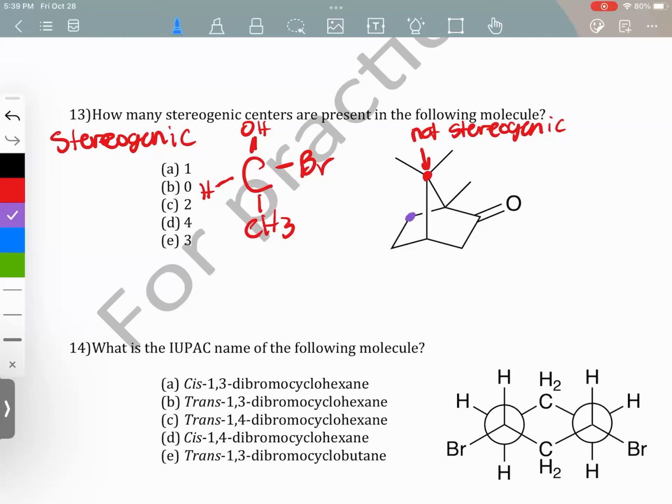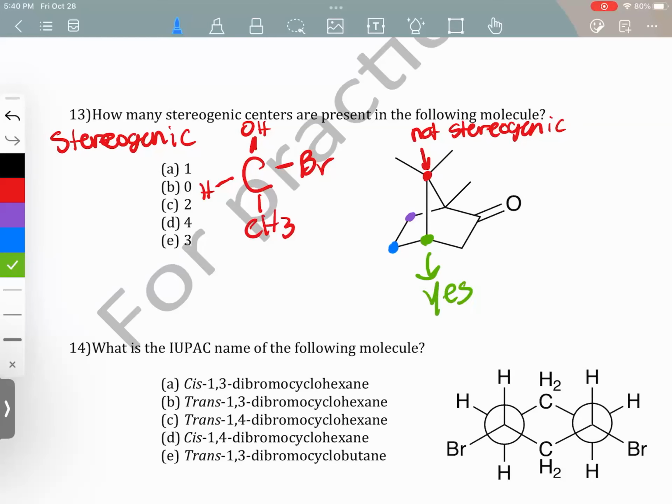What about this carbon here? No, you have 2 hydrogens. Because you have 2 of the same group, not stereogenic at all. What about this one? No, same thing. How about this carbon? Can it be stereogenic? The answer is yes.